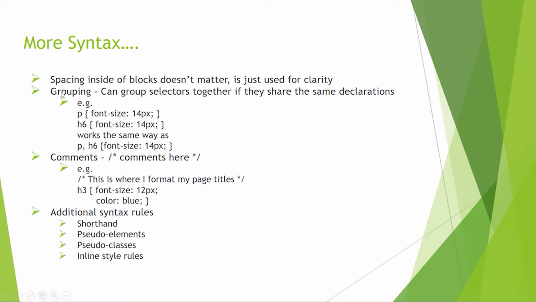Next, I mentioned grouping. You can group multiple selectors together if you share the same declarations. So say you're changing the font size for a number of selectors on your web page, in this example the paragraph tag and the header 6 tag. If you're changing them to the same thing, then you could group them together, separated only by a comma, and only have to type that once. A nice time saver, and it can make it easier to make changes if you decide to come back later on and change the value of this.